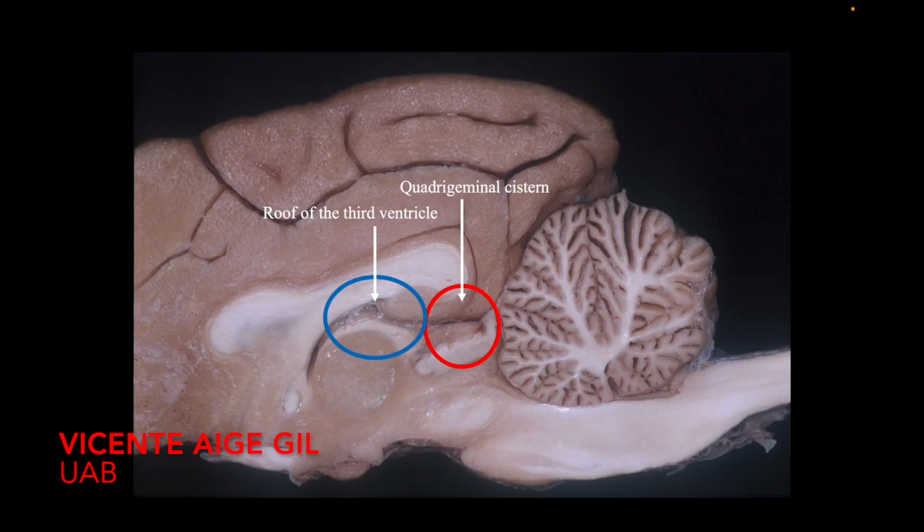So, as you see, this is a mid-plane section of an encephalon of a dog, and we are going to focus on these areas, the red one and the blue one. In the red one is where the quadrigeminal cistern is, and the blue one is where the roof of the third ventricle is located, also named velum interpositum.